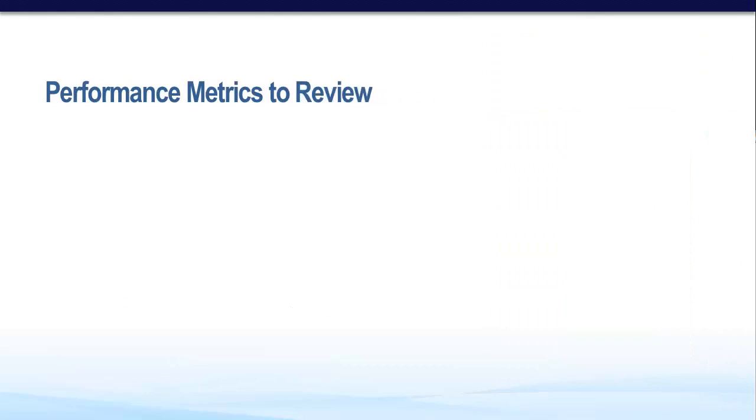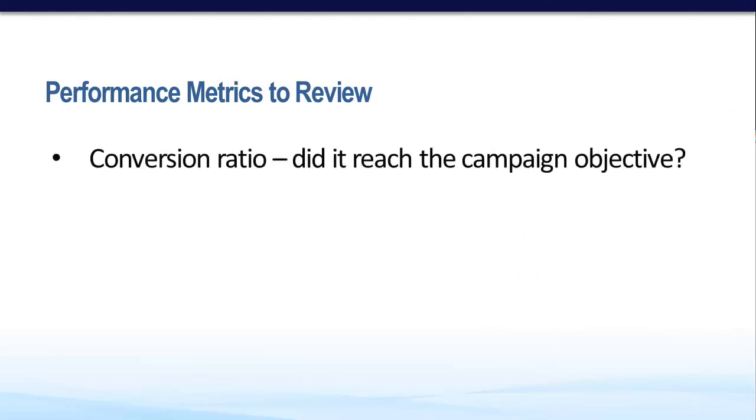Once our campaign has run to completion, we need to review the performance metrics to see how the campaign did. First thing we need to look at is the conversion ratio. So other than the key objectives that we set at the beginning of the campaign, such as absolute number of conversions, we also want to look at the conversion ratio relative to the amount of emails we sent out. For example, if we sent out 5,000 emails and got 50 conversions, that's a 1% ratio. So that's an excellent way to see if the campaign objective was reached and how well it was reached.